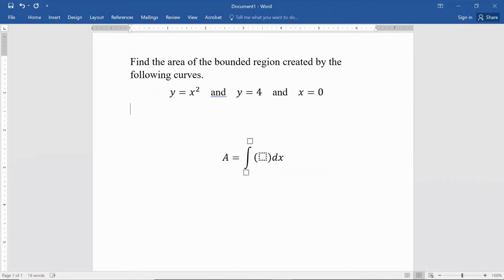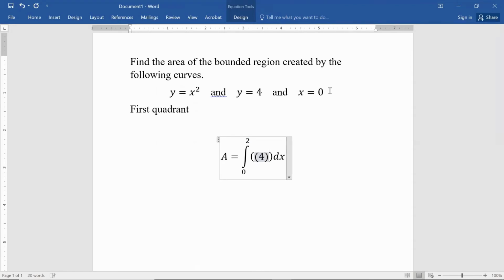Again, I would specify, if this were a real problem, that we're looking for the area of the region in the first quadrant bounded by those curves. Now the integration is going to go from 0 to 2. We saw that y equals 4 is on top and y equals x squared is on bottom in that section.